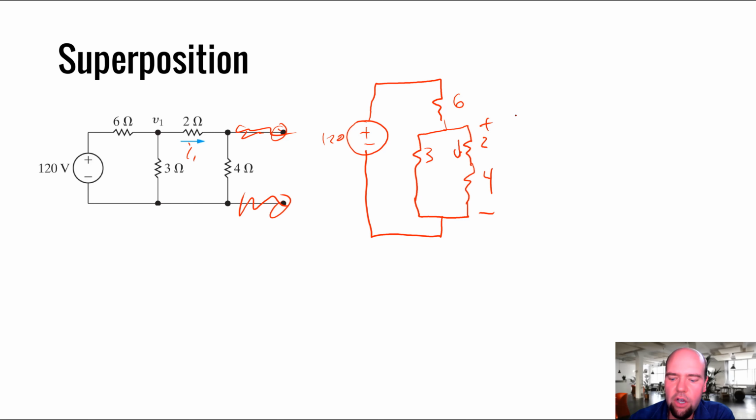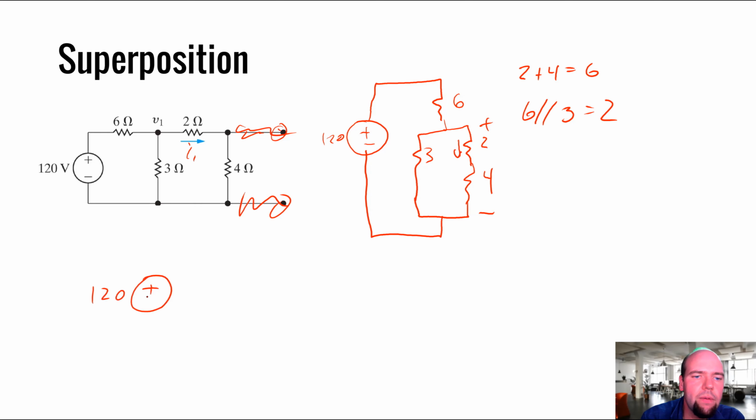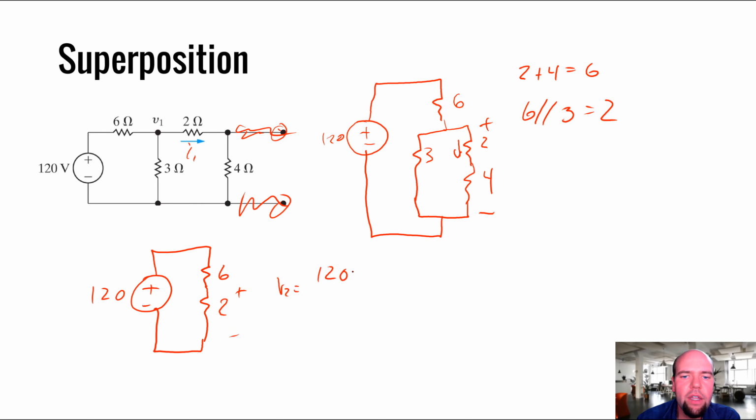So to do that, back to basics, let's find the equivalent resistance up here. We have a 2 in series with a 4. We have a 6. That 6 that we just found is going to be in parallel with the 3. That's going to be 2. So we can redraw this circuit. So what's the voltage across the 2 here? Using voltage divider, the voltage across the 2 is going to be 120 times 2 divided by 2 plus 6.